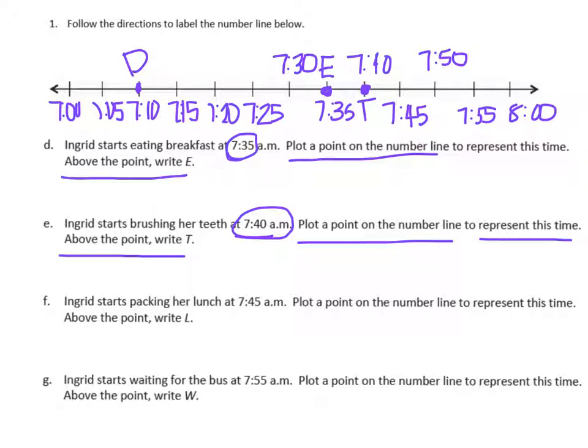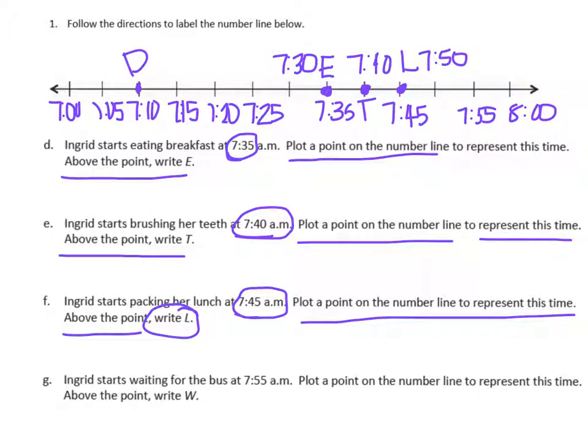Look at letter F. It says Ingrid starts packing her lunch at 7:45 a.m. Plot a point on the number line to represent this time. Above the point, write L. Go ahead and do this one on your own. Pause the video while you work and replay when you are ready. So here is 7:45 and I'm going to label it L.